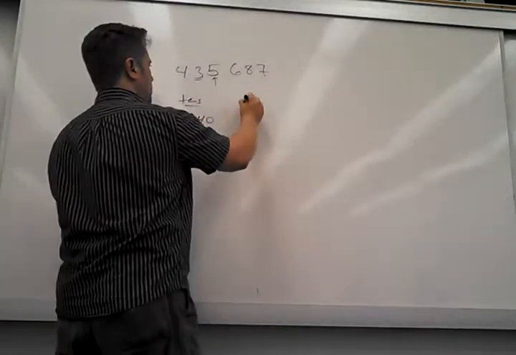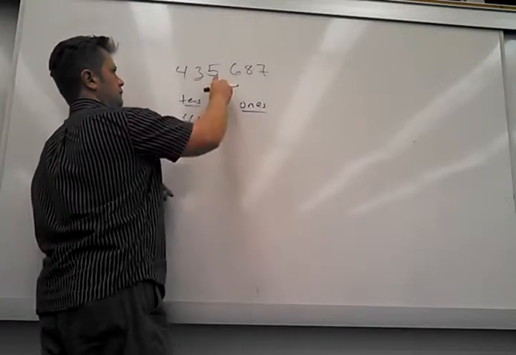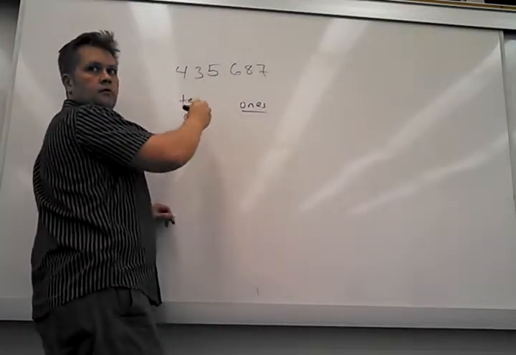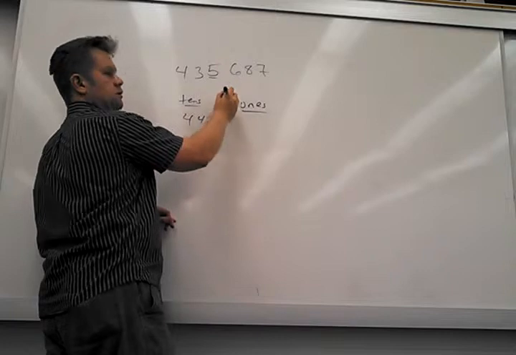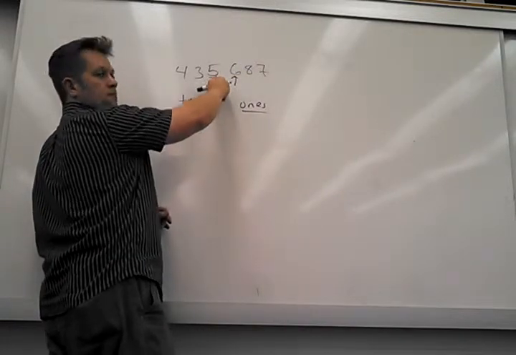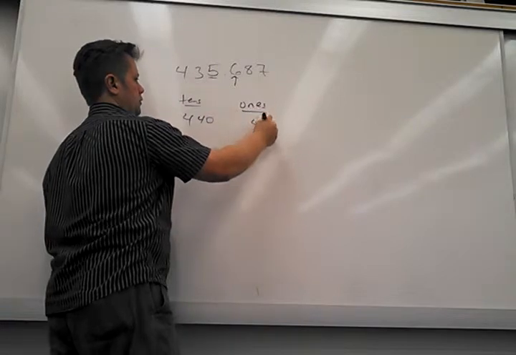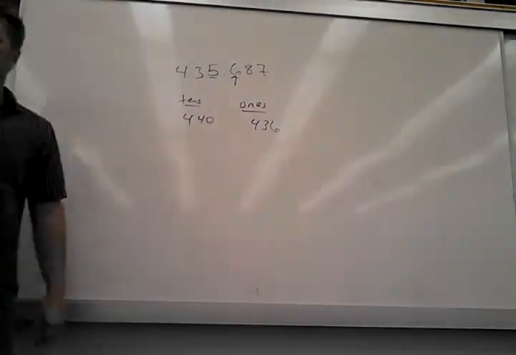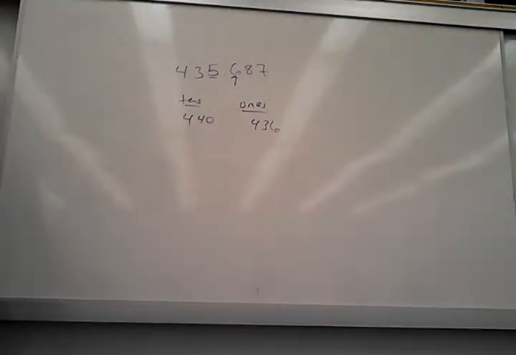So if you want to do the ones, what number's in the ones place? 5. Yeah, the 5 is in the ones place. So you look at the next number. So it'll be 10. So that's going to become 6. So it'll be 436. Done. Right? And 0, if you really want to, but I don't want to really say. You don't need those.